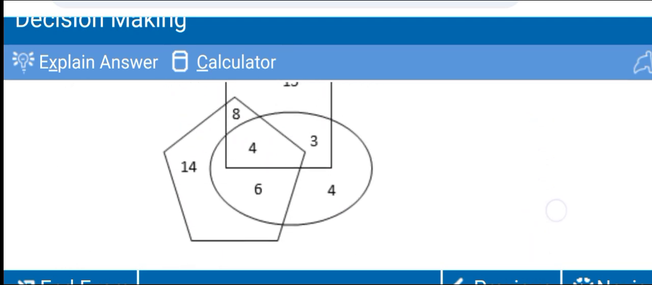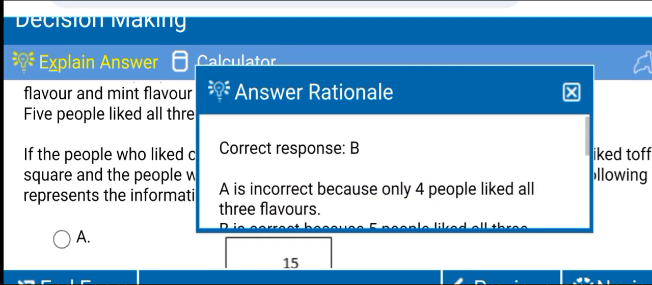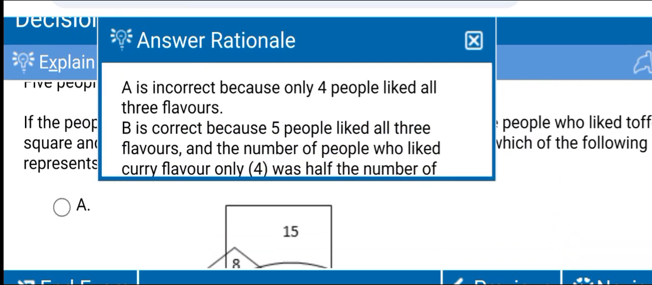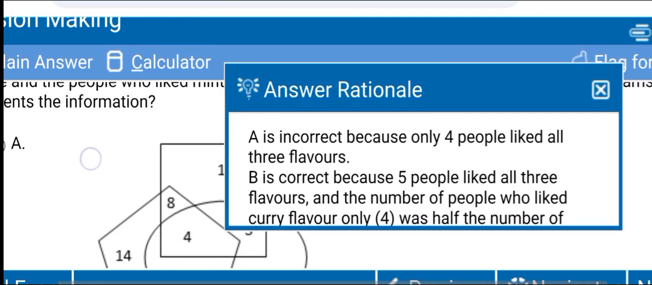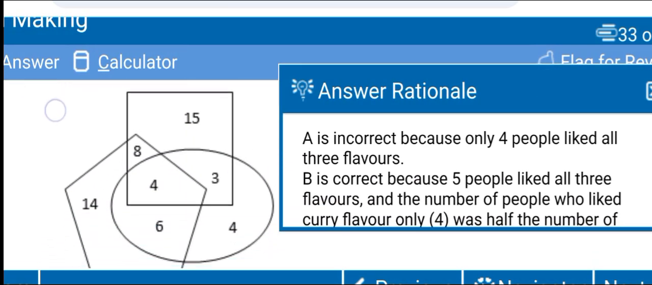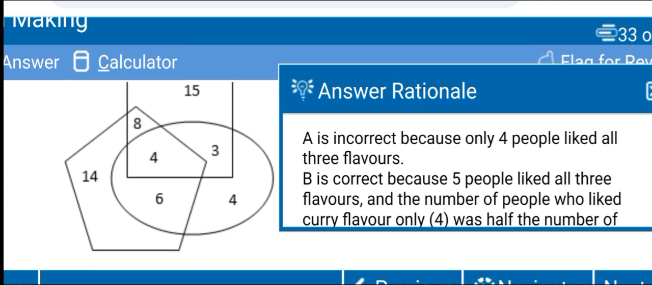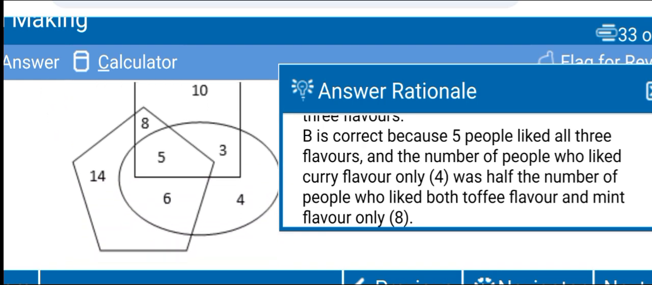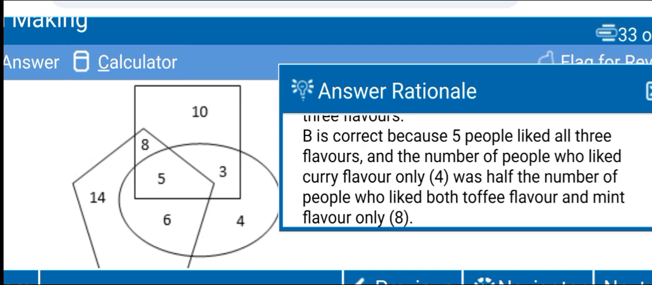So let's see which one is the correct option and which one is not. Here we have option B as the correct one. A is incorrect because only 4 people liked all three flavors. B is correct because 5 people liked all 3 flavors, and the number of people who liked curry flavor only, 4, was half the number of people who liked both toffee flavor and mint flavor only, that is 8.